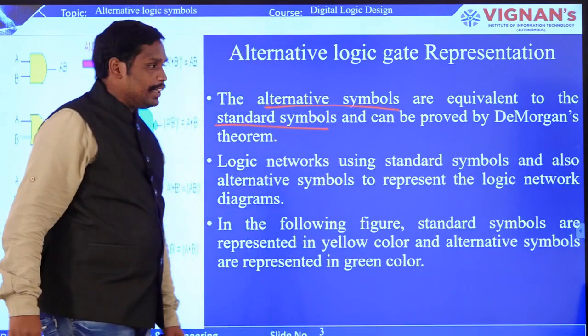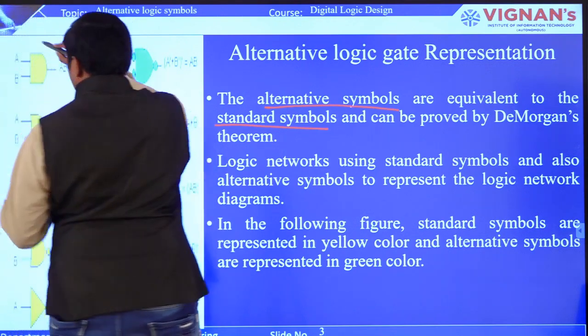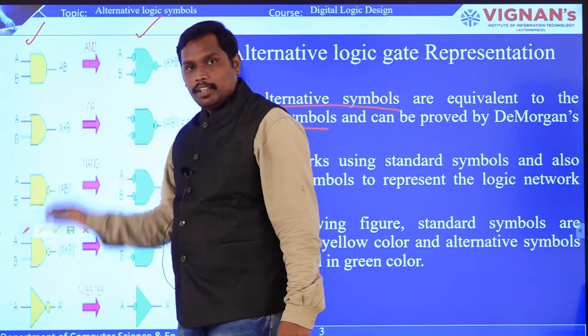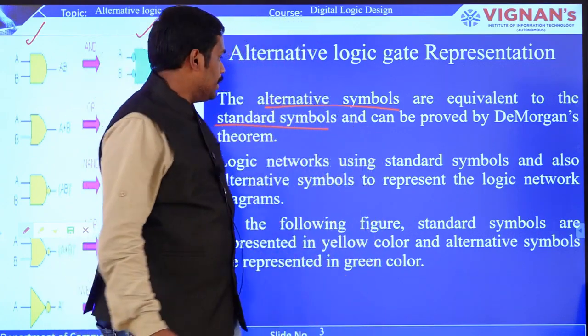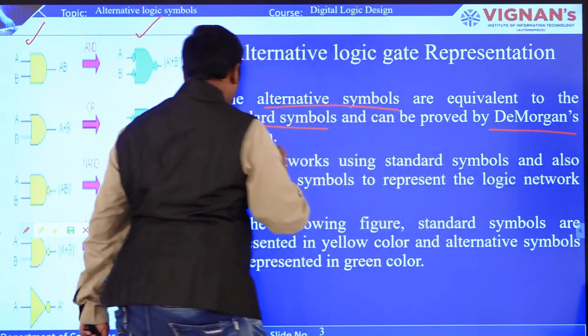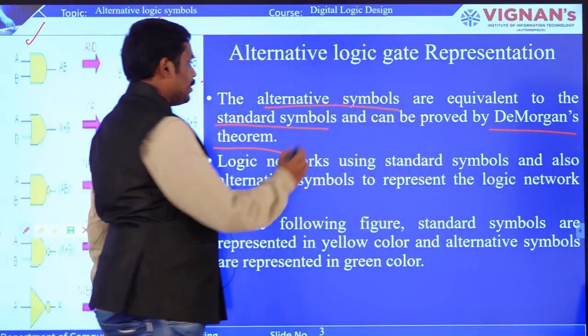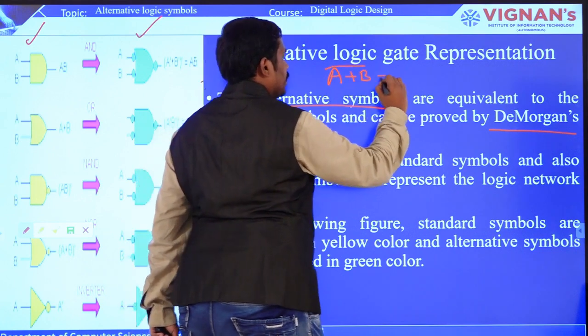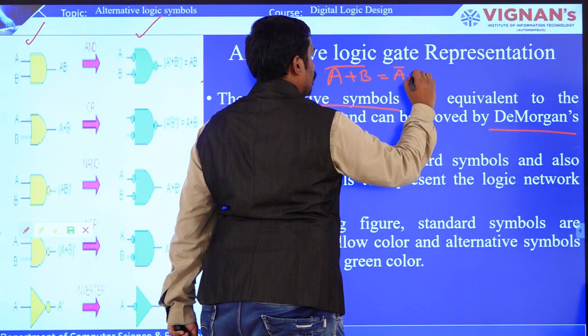So we generally have seen this part as the standard symbols. These are standard symbols, and these are alternative symbols. So for the standard symbols, you have generated alternative symbols, right? How this is done is by De Morgan's law or De Morgan's theorem. De Morgan's theorem is (A plus B), the whole bar, is A bar dot B bar.